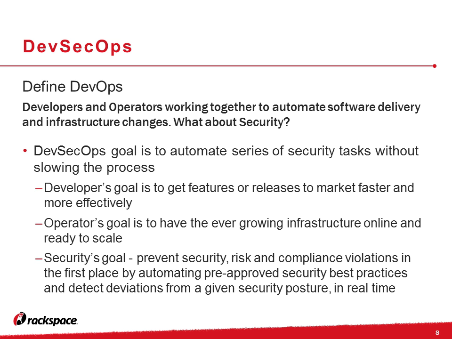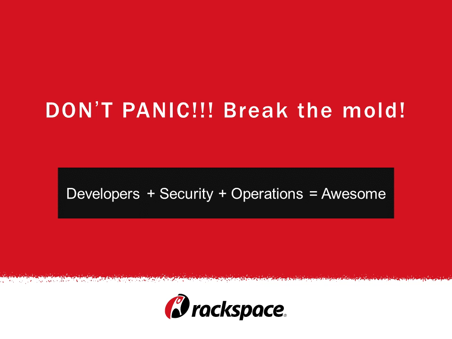So we want to prevent security risk and compliance violations in the first place by building in automation of security best practices. We also want to set up monitoring to detect deviations from whatever security best practices we have within our organization. So I think it's safe to say that security is not the bad guy here. We're trying to put all of these units together so that they function cohesively, so everybody understands what the end goal is. So don't panic.